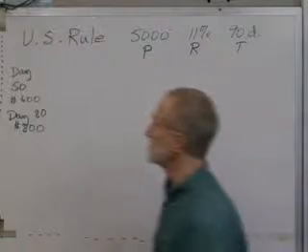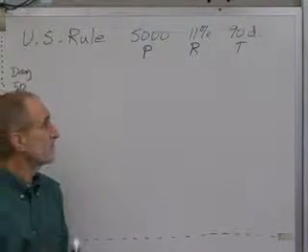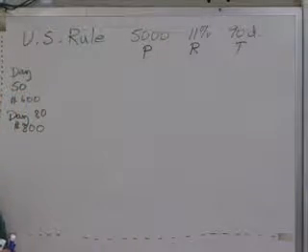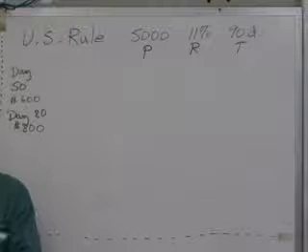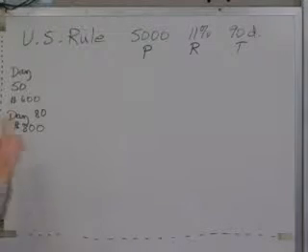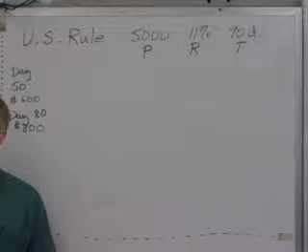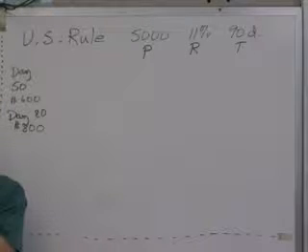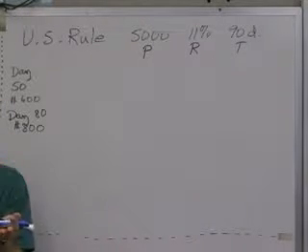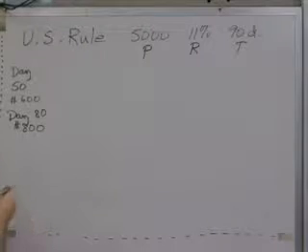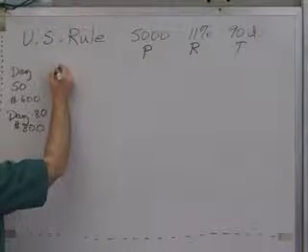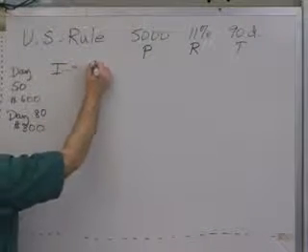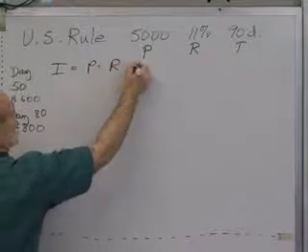So let's look at how we do this. And it's really not as complicated as you might think. It's longer and it's messier, but basically we treat this as three separate simple loans. It's really all one loan, but the math works just as if it were three separate loans. So let's look at the first loan. Interest is principal times rate times time.